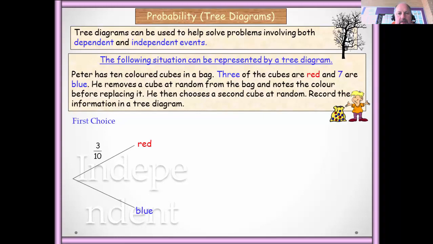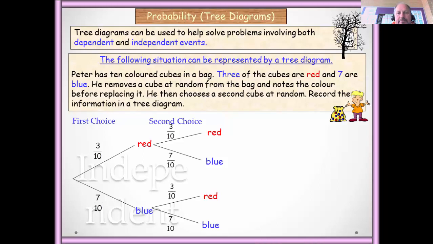Then the chances of getting a red are 3 out of 10, because there's 3 red and 10 in total. So it's 7 out of 10 for blue. You'll note that those two things have to add up to 1. That represents everything that can happen. After you've done your first choice, then your second choice, you could choose a red or a blue, but depending on what you got on the first one. The chances of getting a red again are still 3 out of 10 because the cube was replaced. Blue still 7 out of 10, etc.